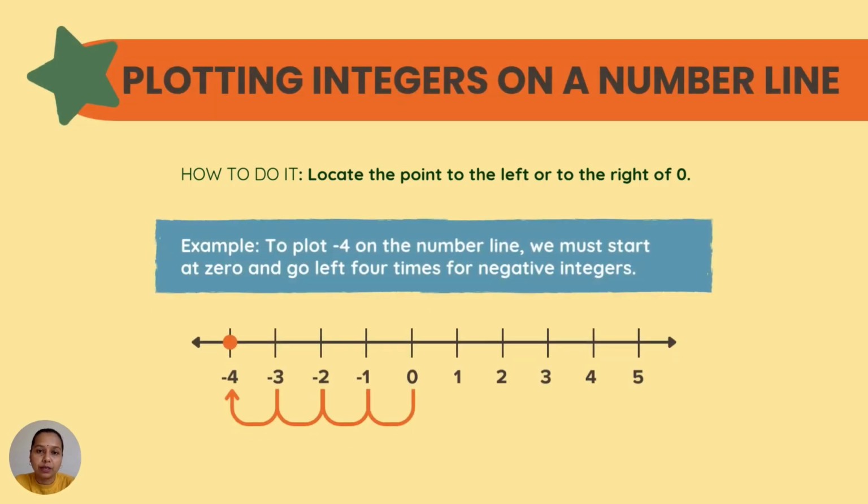Plotting our integers on a number line. So how do we do it? First, you need to locate where the point is, whether it's going to be on the left-hand side or the right-hand side. Look at the example.